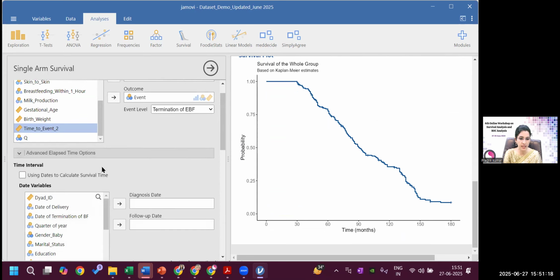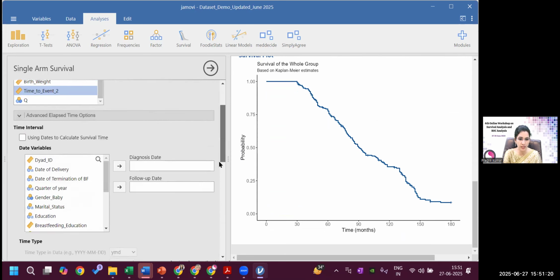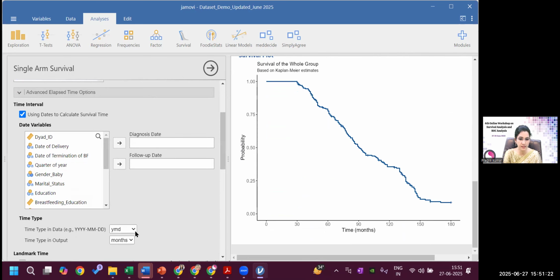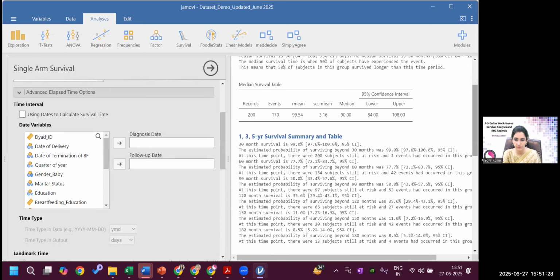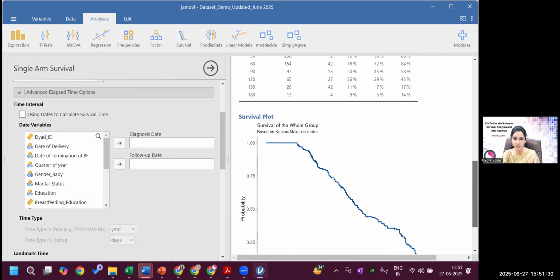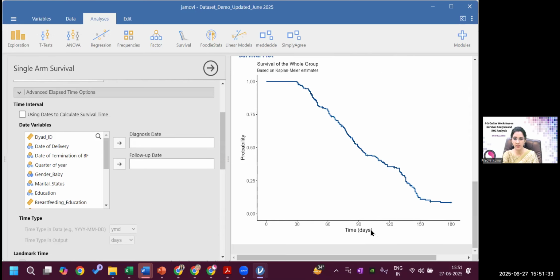And to change that, I think you have to change the dates here. So click this, change this to days, and then again uncheck that. Then this time gets changed to days. You can see here, this time is now days.